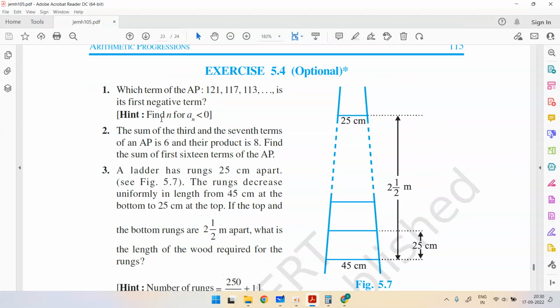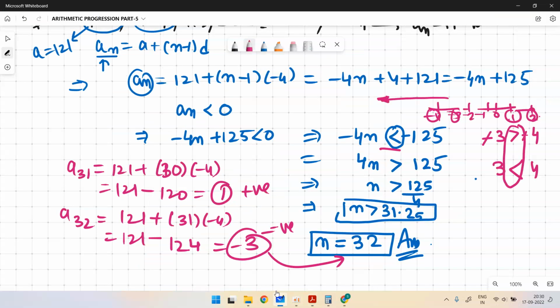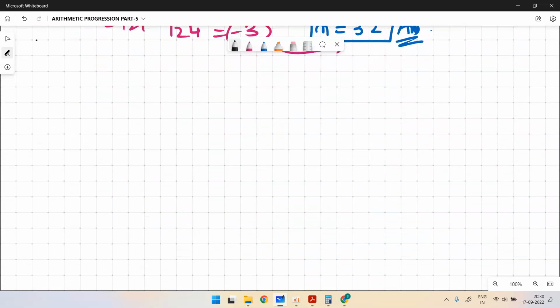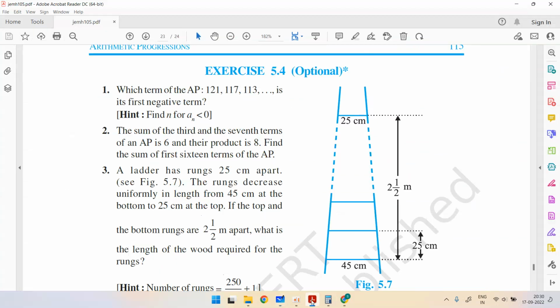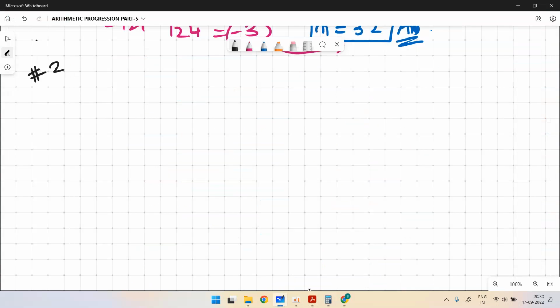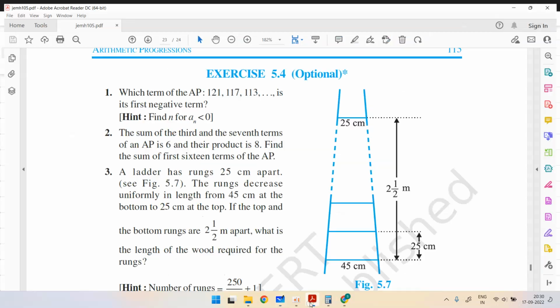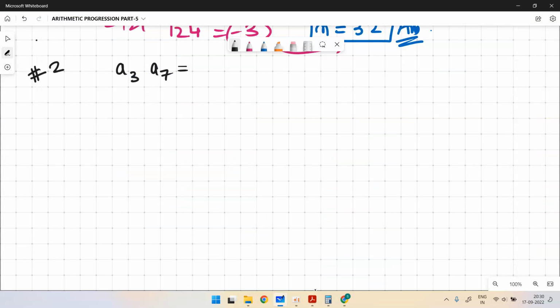Now the second question: the sum of the third and 7th terms of an AP is 6 and their product is 8. Find the sum of the first 16 terms of the AP. This is an optional one. Every question is a tough question, so I'm trying to solve all the questions.